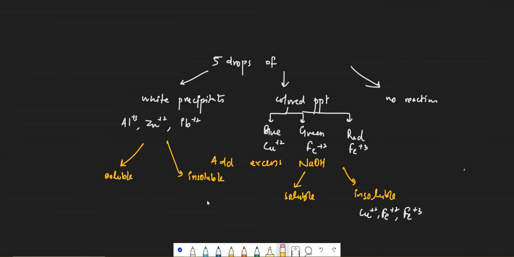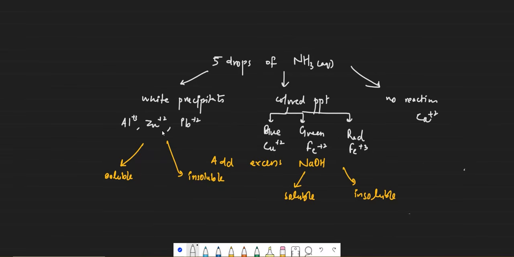Some of the details I have to write again, but the basic template remains the same. So I added 5 drops of aqueous ammonia here. Again, there are 3 possibilities: white precipitates, colored, and no reaction. If the white precipitate, now as opposed to sodium hydroxide, calcium does not appear here. Calcium will appear here. If there is no reaction, there is a possibility that the ion is calcium.